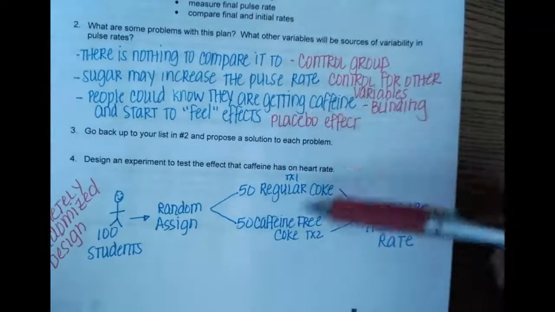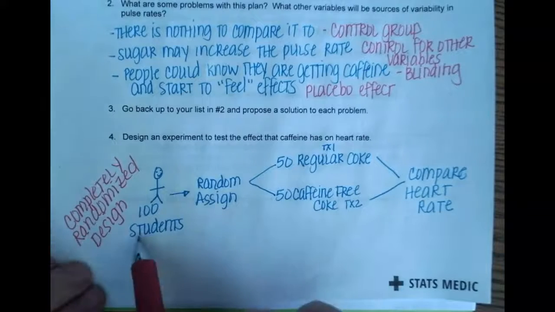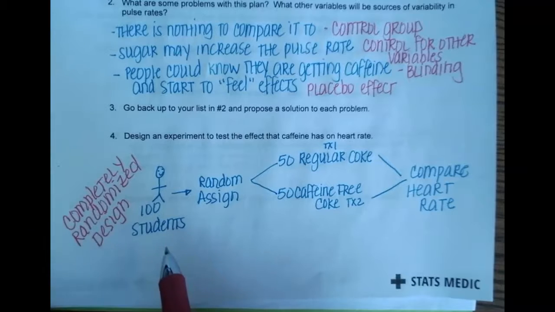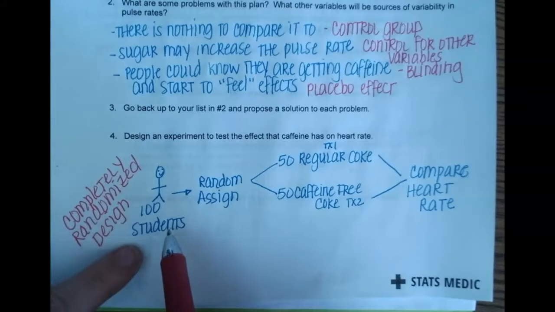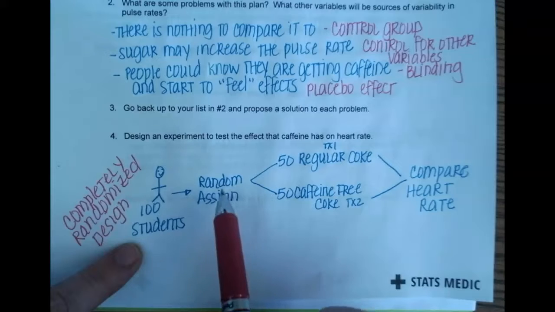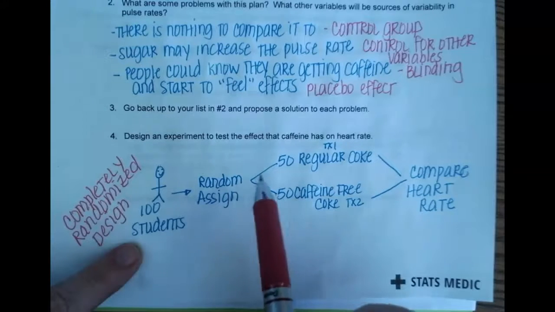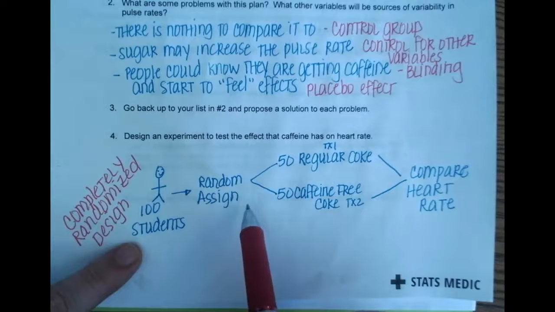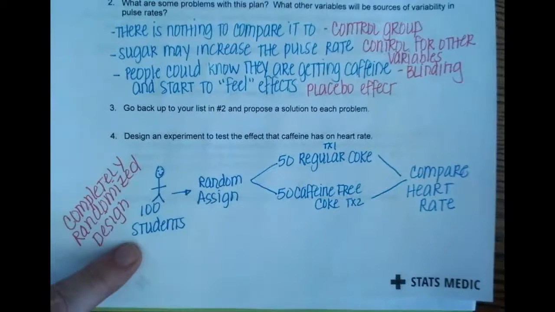You could put blinding in there to avoid your placebo effect. And these students might not actually be randomly picked. They may be volunteers, 100 volunteers. So you already know volunteer is a bias. However, if we can randomly assign out of this, that helps reduce some of that bias also. So that's why this random assignment here is very, very important.